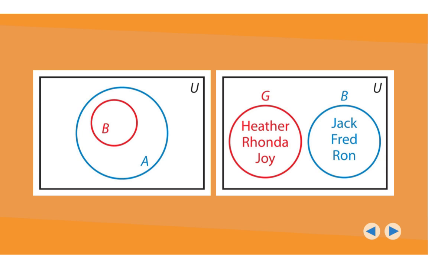Here's a good look at your U. You have U, which shows you A and B inside of U. So any numbers that are in A and B are part of your universal set. Same thing, the second box, G and B, Heather and Jack, the girls and boys, Rhonda, Fred, Joy, Ron. These are your sets.